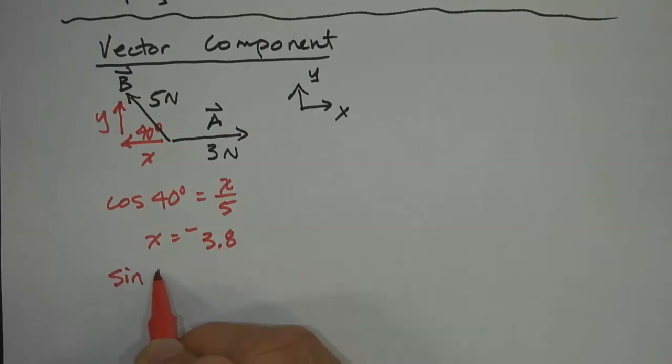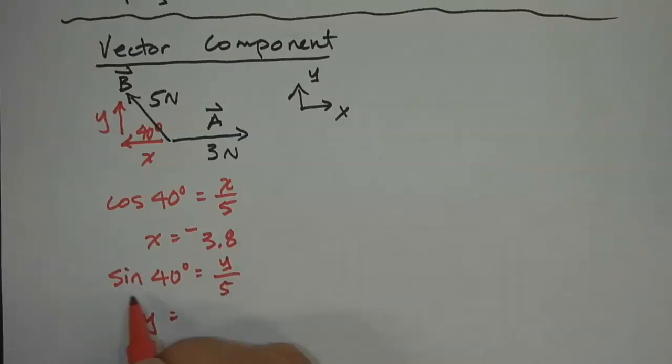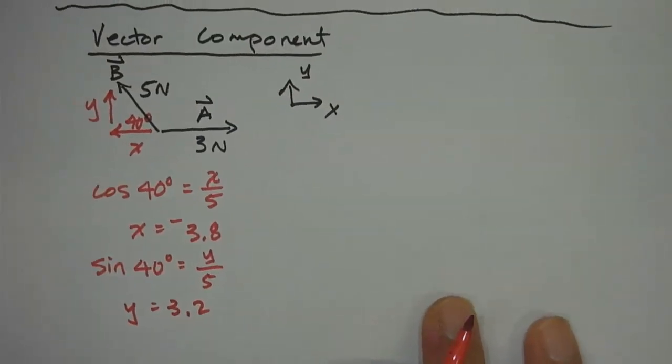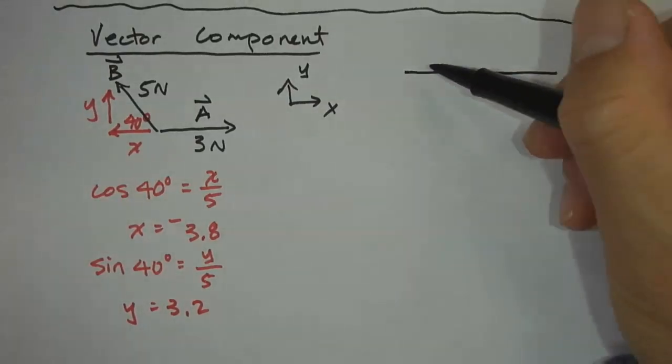Then sine 40 degrees is equal to y over the hypotenuse, so y is equal to 5 sine 40, which is 3.2. I'm rounding these numbers here. Now I'm going to create a table. Here's my table.